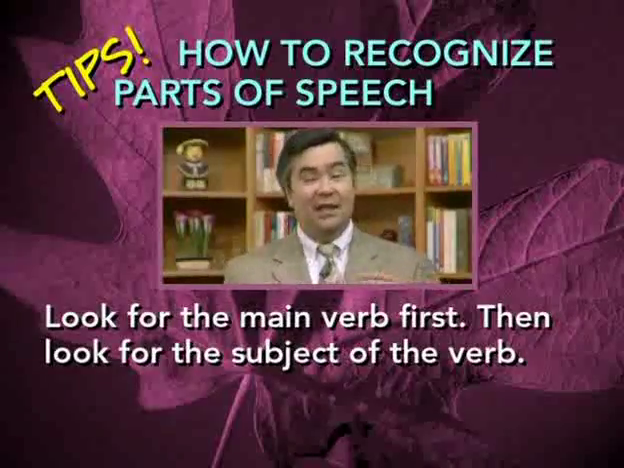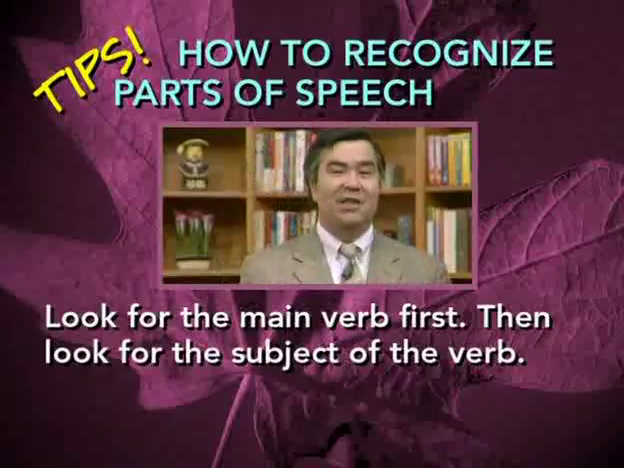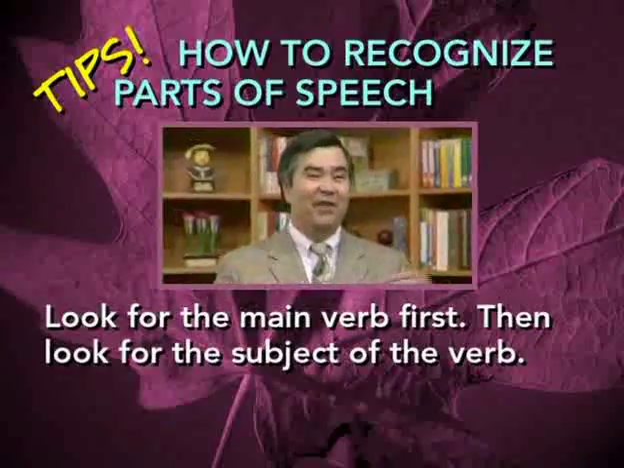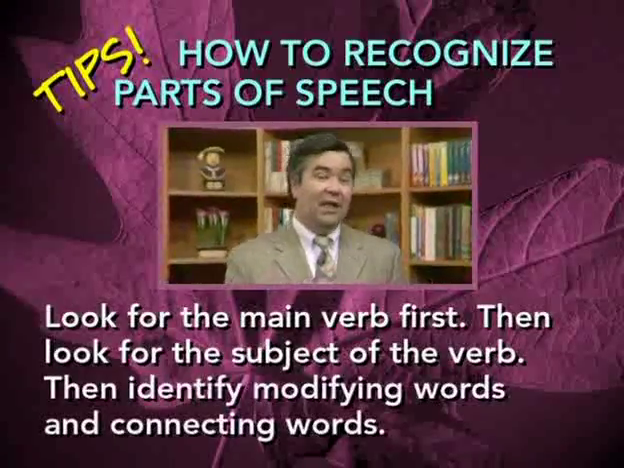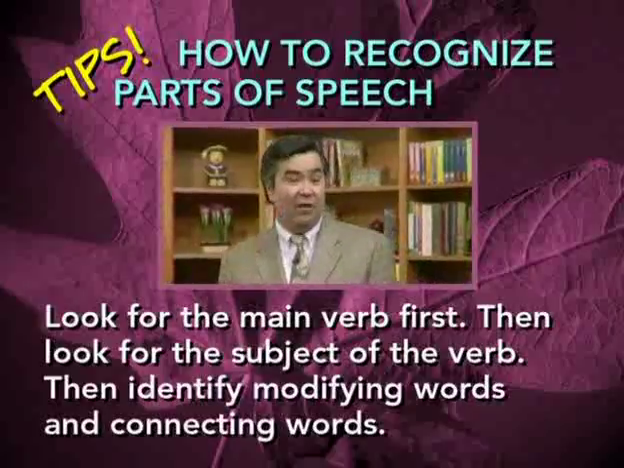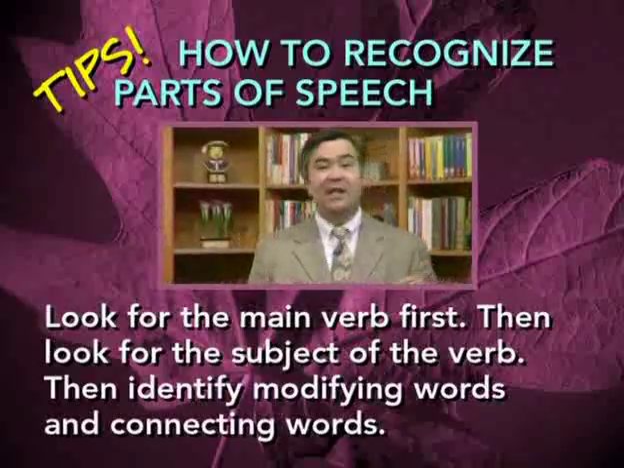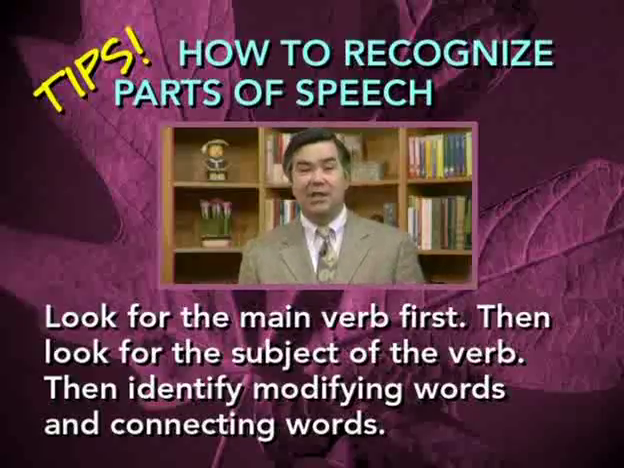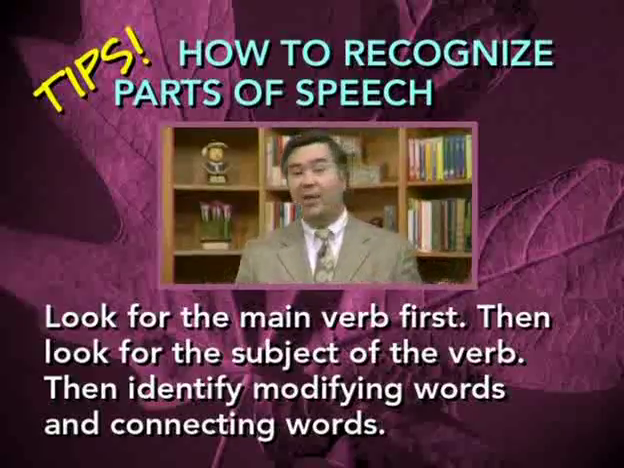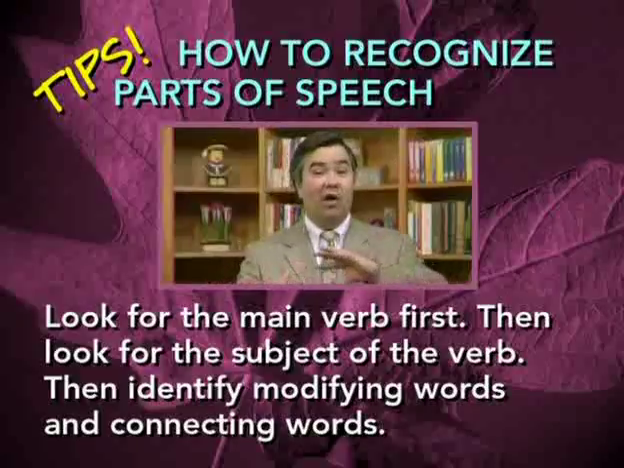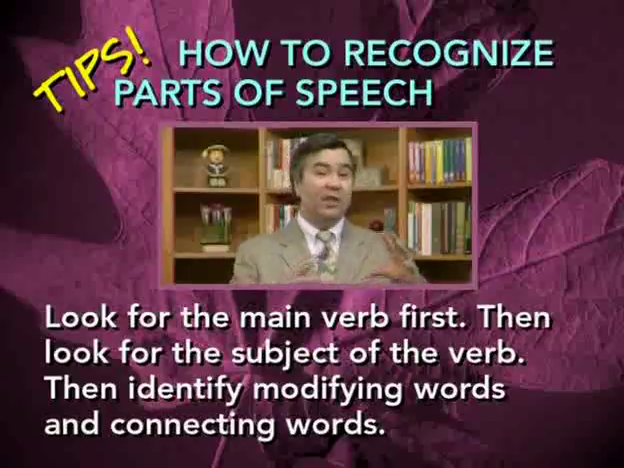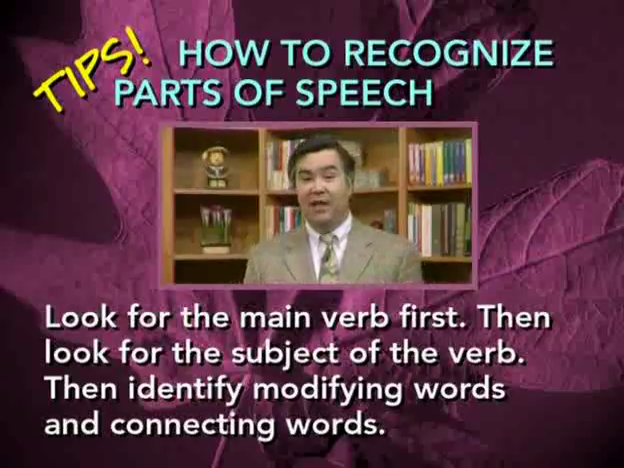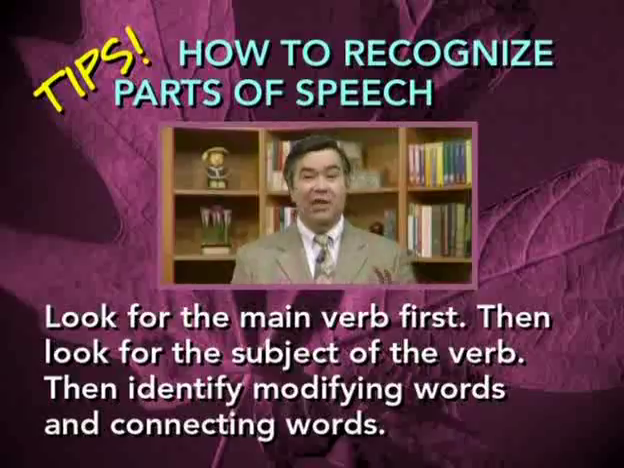Once you've identified the verb and the noun or pronoun which is the subject of the verb, you can then begin to fill in the rest of the sentence. You can identify the modifying words, adjectives, articles, and adverbs. You can identify the connecting words, the conjunctions and prepositions. And little by little, you can fill out all the rest of the sentence and understand how it all works together. So begin by identifying the verb, then look for the subject of the verb, and gradually fill in the other parts of the sentence. That's usually the easiest way to understand the structure of a sentence.